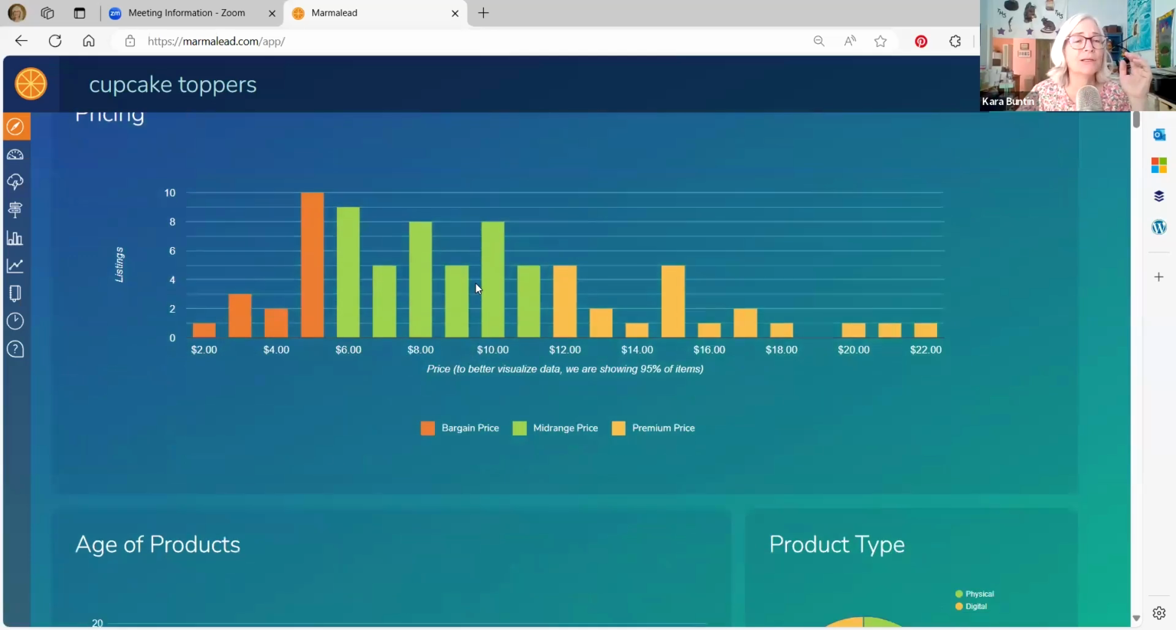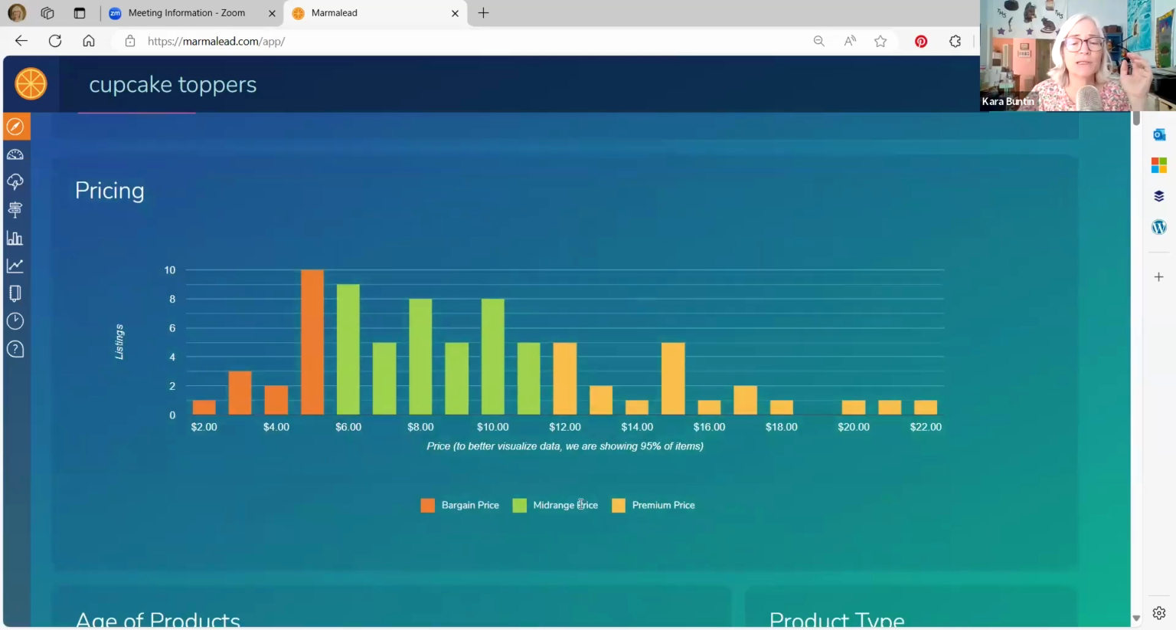I don't. All right, so for the pricing, bargain price, mid-range price, and premium price, you can see what other people are charging. Apparently, I charge a premium price at $12, which I think just shows that people are cheap. That's all. This is probably printables, so you have to take that into account.